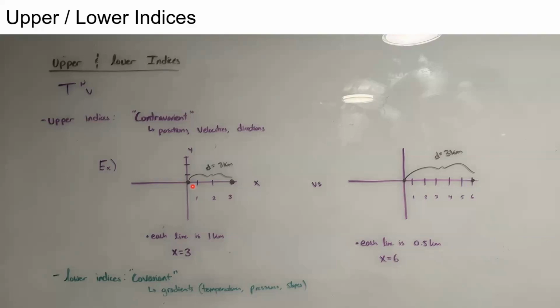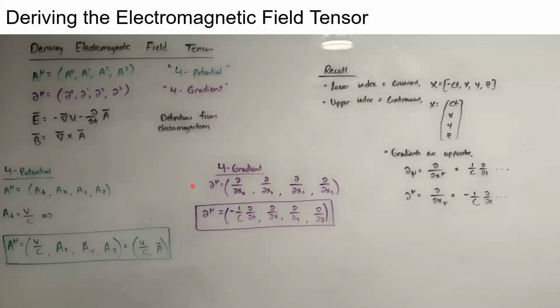6. Your lower indices are called covariant. These are things like gradients, like temperatures, pressures, slopes, and these scale the same way as your coordinate system, whereas contravariant scale the opposite way. So now that we have this kind of background on four vectors and tensors and indices, we can dive into this electromagnetic field tensor.